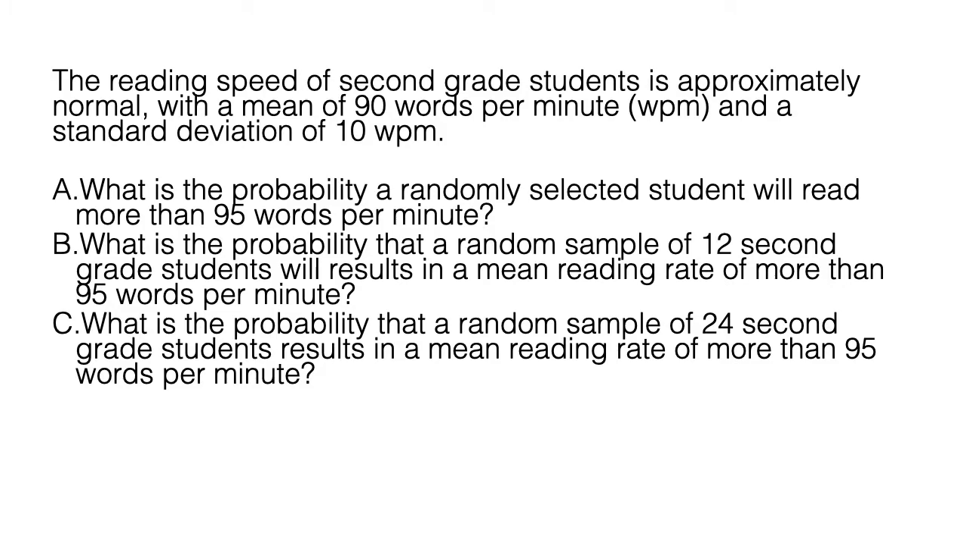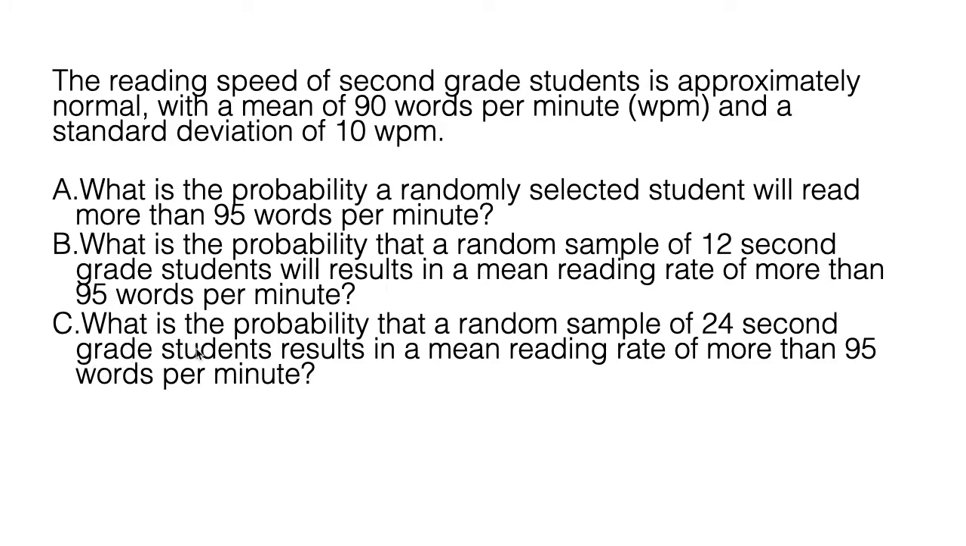All right, so let's take a look. Part A is just using our Chapter 7 techniques, or wherever your normal distribution is located. This is just a probability involving X. Part B asks, what is the probability that a random sample of 12 second grade students results in a mean? Notice the keyword mean. So Part A is a probability involving X, while this is a probability statement involving X bar.